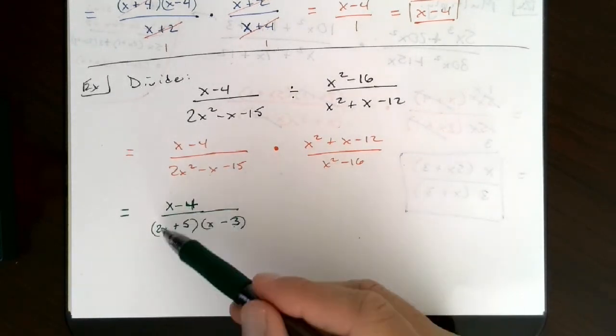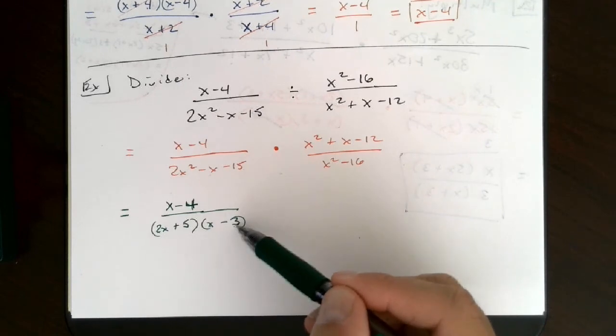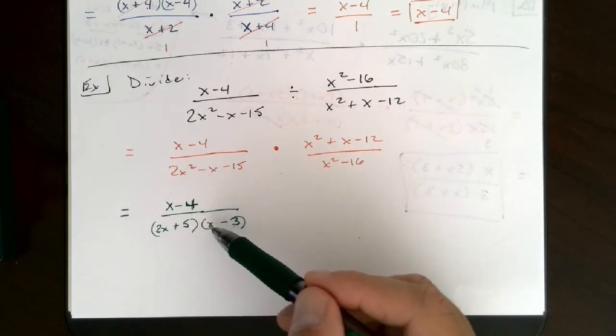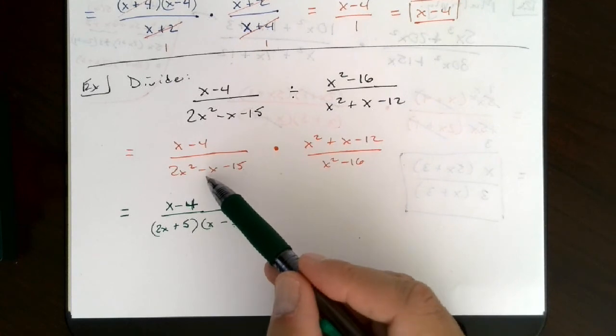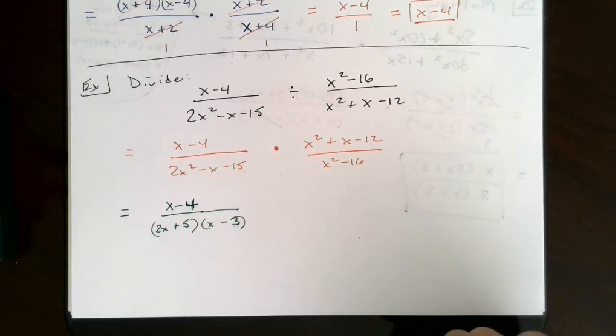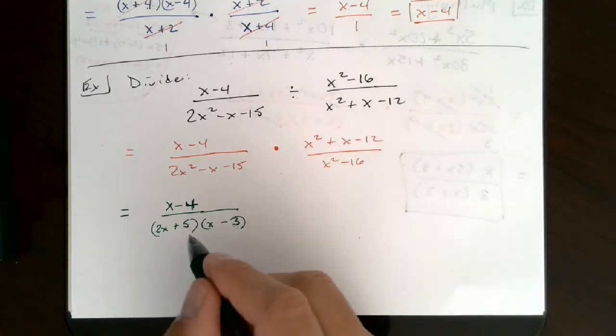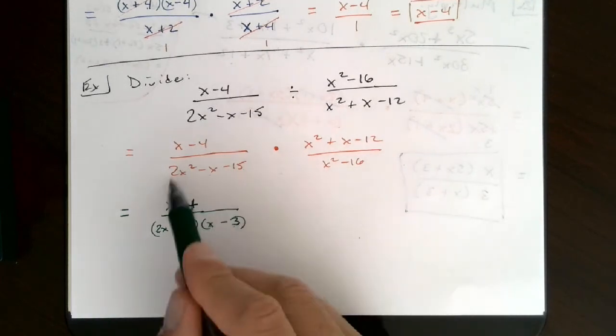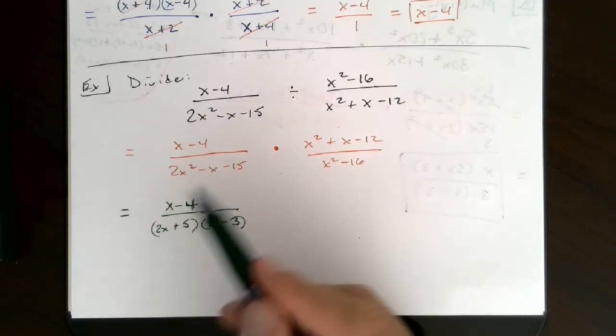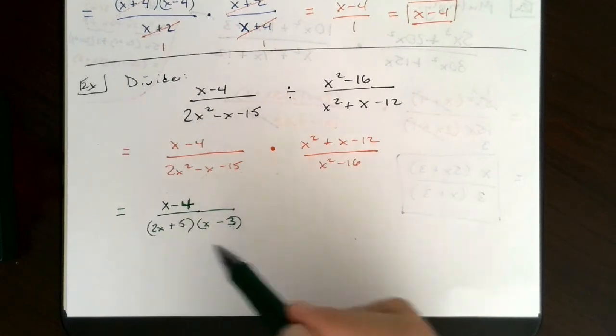Checking this real quick, 2x times negative 3 will give you negative 6x, plus 5 times x will give you positive 5x. Negative 6x plus 5x does give you a negative 1x in the middle. So it factors to 2x plus 5 times x minus 3. If you did an AC method on this, you'd have to go through the steps of doing it. I'd probably do it on the side, and you'd still get the same factors.